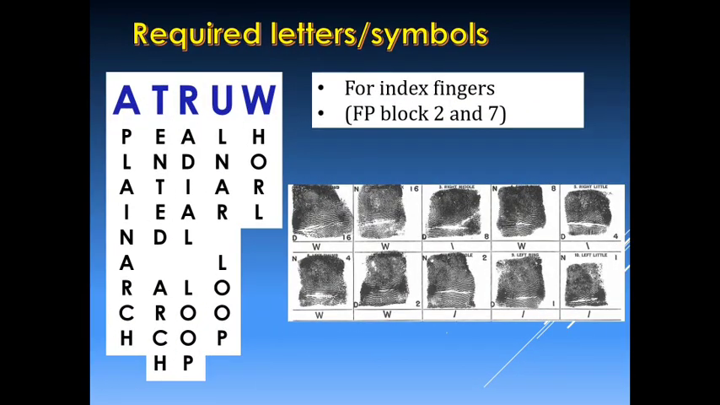But in our discussion, we are going to use only the acronym ATRO, wherein A stands for the plain arch, T for tented, R for radial loop, U for ulnar loop, and W for all whirl patterns. So once again, remember this acronym. These are intended for the index finger, or the right index and the left index fingers, or the fingerprint block 2 and block 7.